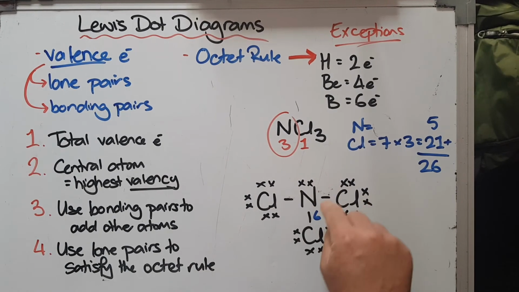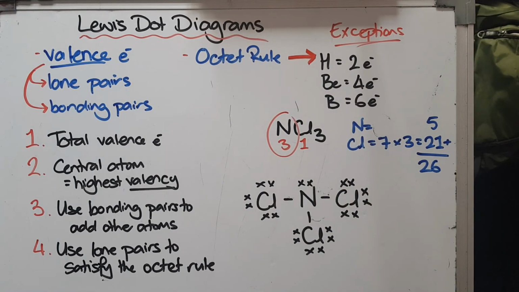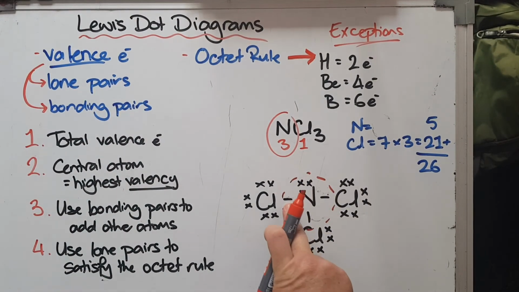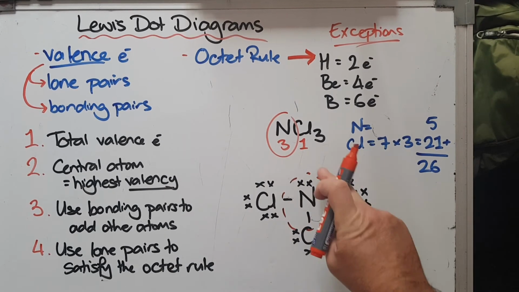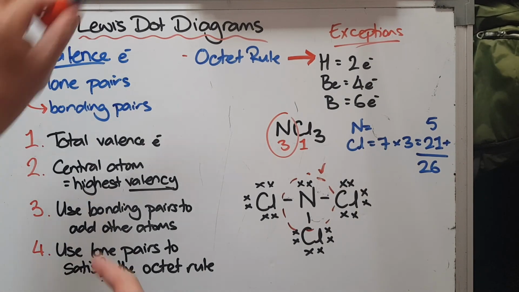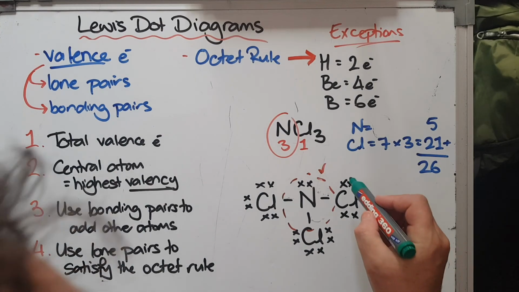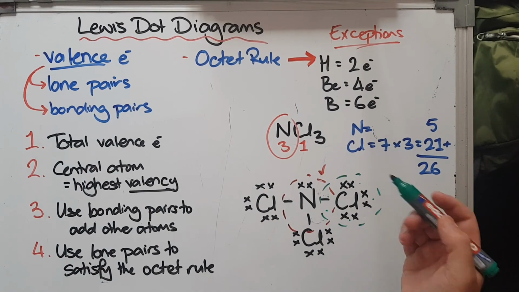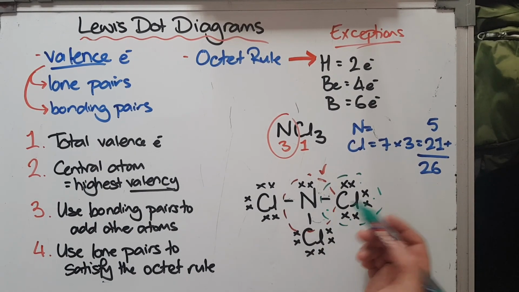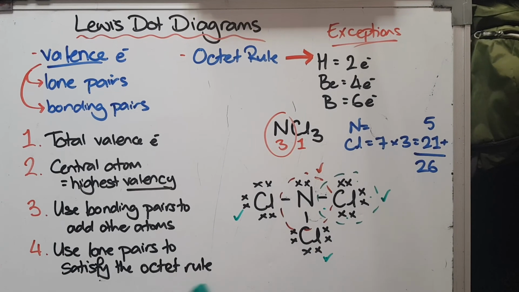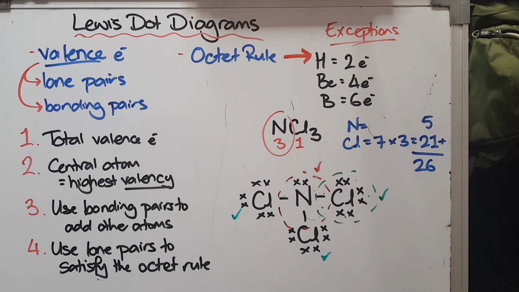So let's just have a look at this. Does each element obey the octet rule? Nitrogen has got 2 for this bonding pair, 2 for this bonding pair, 2 for this bonding pair, and 2 for this lone pair, so 2, 4, 6, 8. Yes, it does. Does each chlorine? Well, they all look identical, so I'm just going to do it for one of them. 2 for this lone pair, 2 for this lone pair, 2 for this lone pair, and 2 for this bonding pair, because it's a covalent bond, they're shared. So yes, it does as well, which means these ones do as well. So I've been able to use the lone pairs to satisfy the octet rule for every single element.